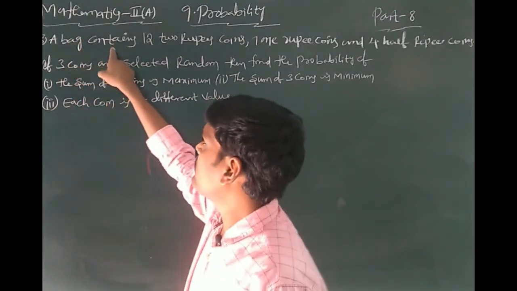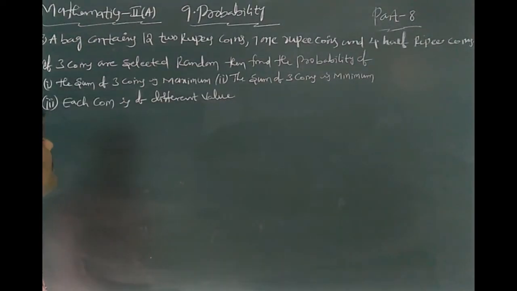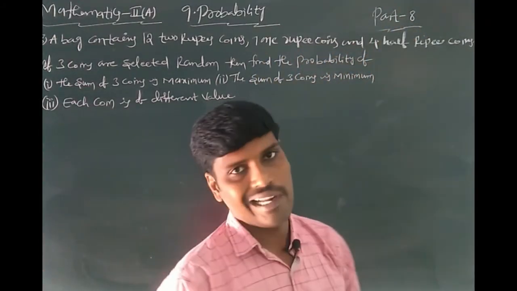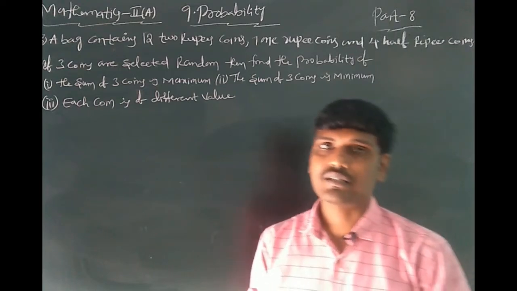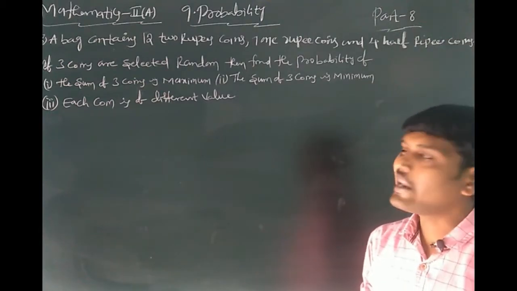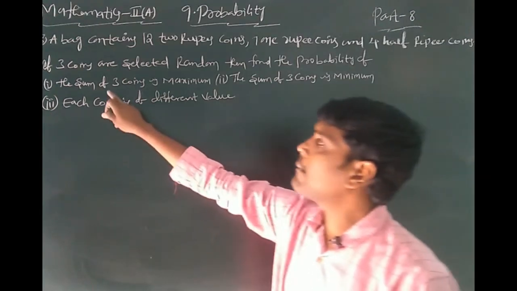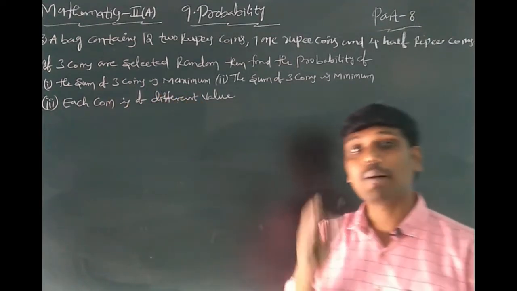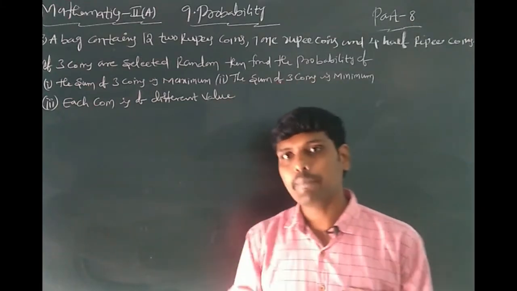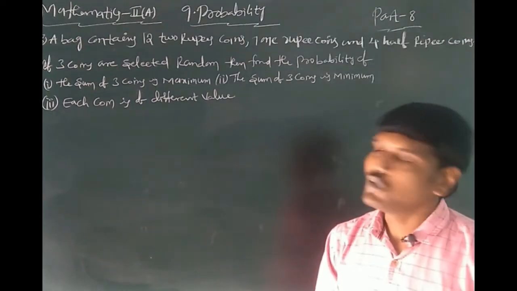First, a bag contains 12 2-rupee coins, 7 1-rupee coins and 4 half-rupee coins. The bag contains 2 rupee coins, 1 rupee coins and half rupee coins. If 3 coins are selected at random, then find the probability that: first, the sum of the 3 coins is maximum; second, the sum of the 3 coins is minimum; third, each coin is of a different value.